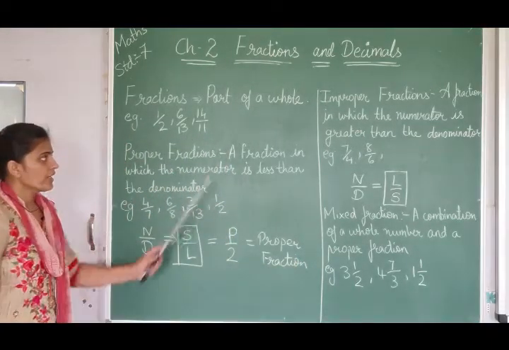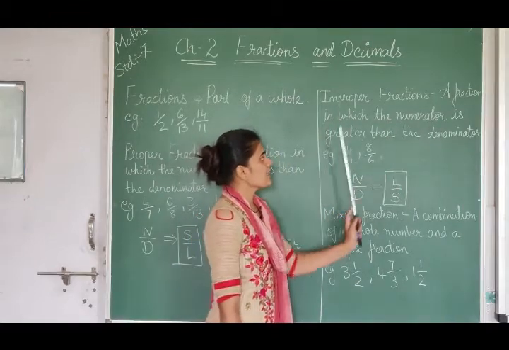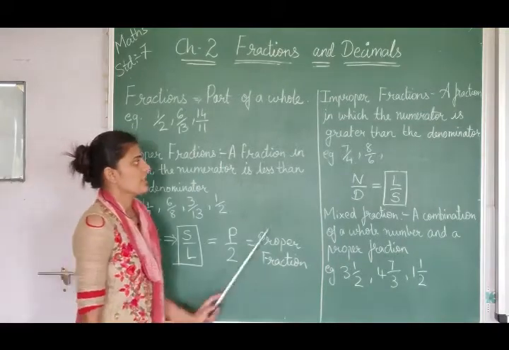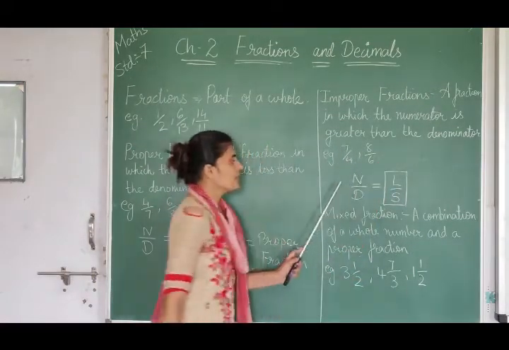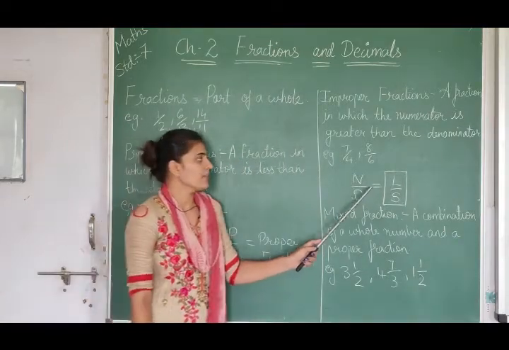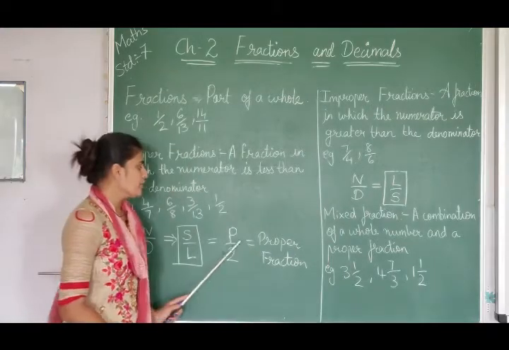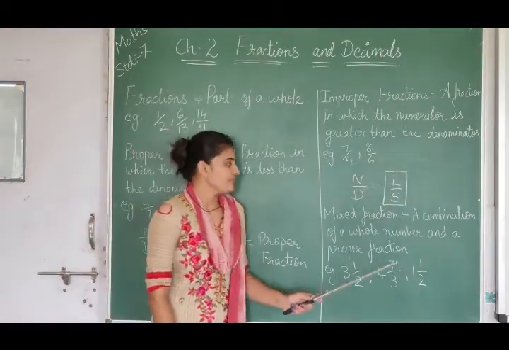Now next, improper fraction. A fraction in which the numerator is greater than the denominator. Reverse process of the proper fraction. Say example 7 by 4, 8 by 6. So if we write numerator by denominator, it will be equal to large by small. You have to only remember 1 by 2. 1 by 2 is proper, then 2 by 1 is improper.